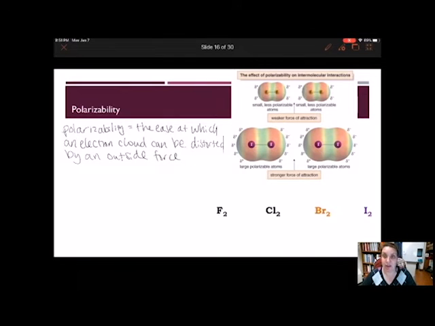So if we look at fluorine, F2, versus iodine, I2, we see that fluorine gas versus iodine gas, fluorine has fewer electrons. Those electrons are held closer to the molecule, so they're not as free-flowing as the electrons in something like iodine. Iodine has electrons that are further away from the nucleus. Remember our effective nuclear charge. So iodine would be said to be significantly more polarizable than fluorine.